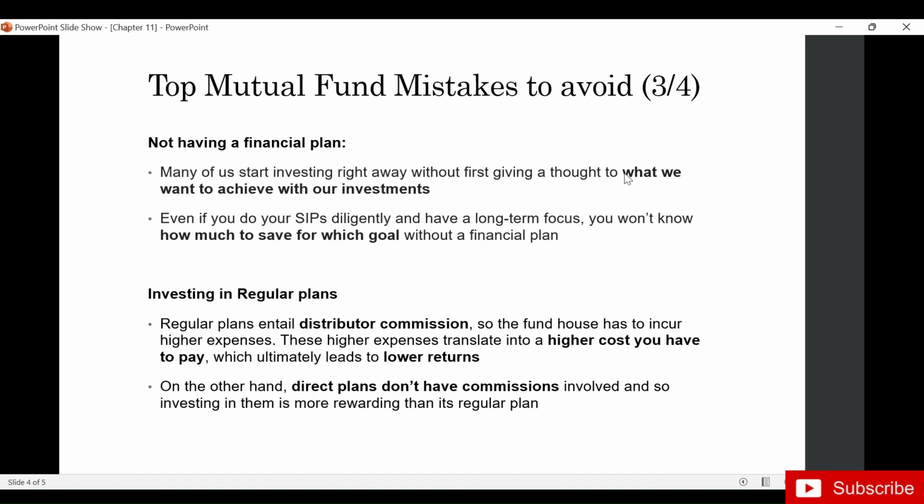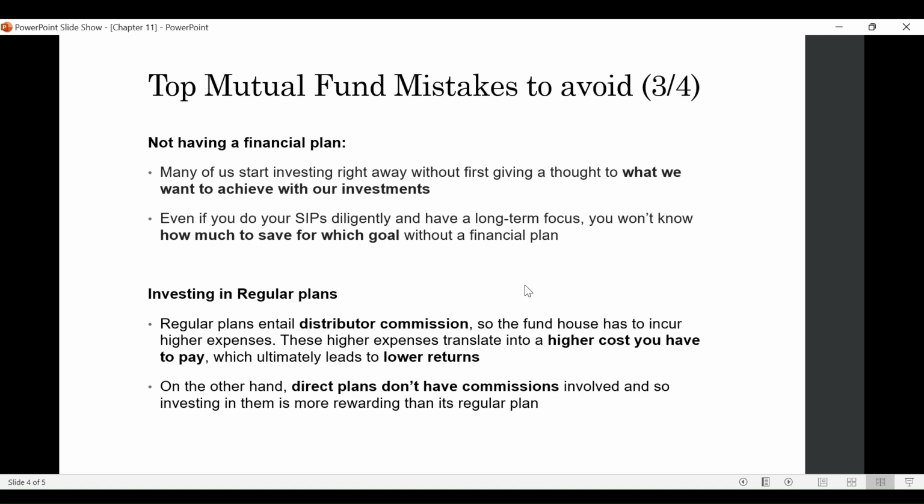The next mistake that many investors make is that they invest in the regular plans of mutual funds. As we have already discussed, regular plans of mutual funds entail distributor commission, so the mutual fund house has to incur higher expenses, and these higher expenses ultimately translate into a higher cost that you have to pay in the form of higher expense ratios for regular plans, and this ultimately leads to lower returns.